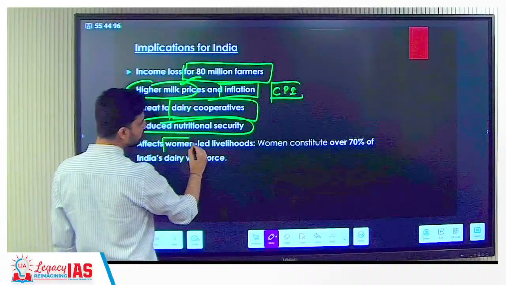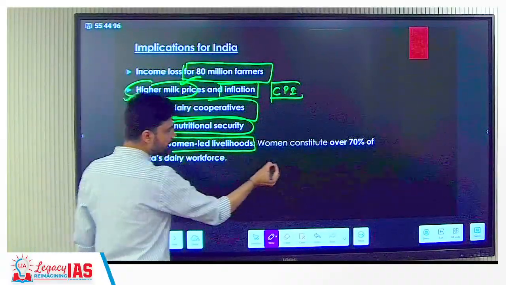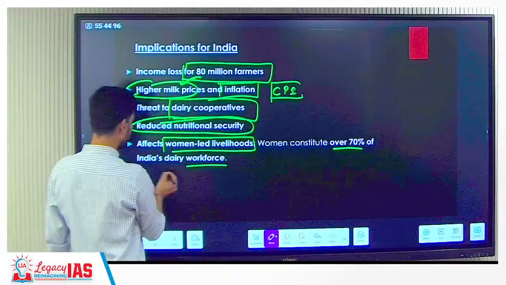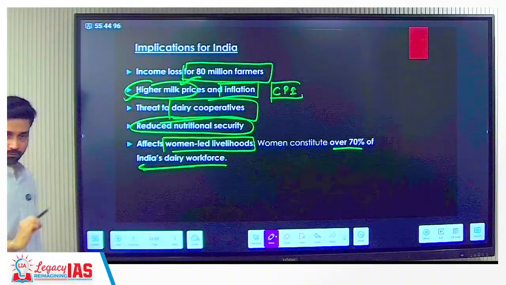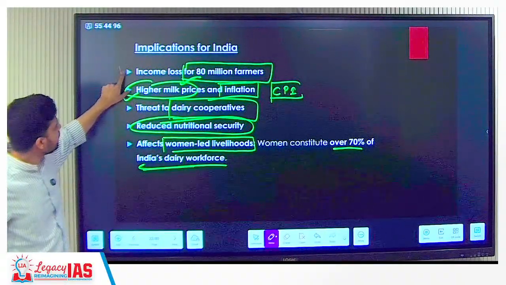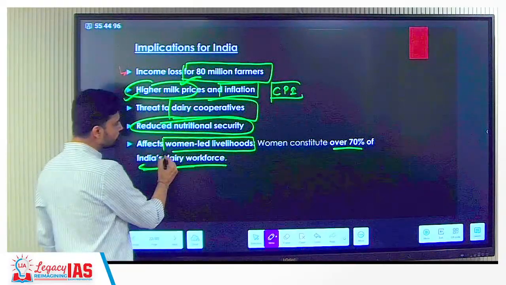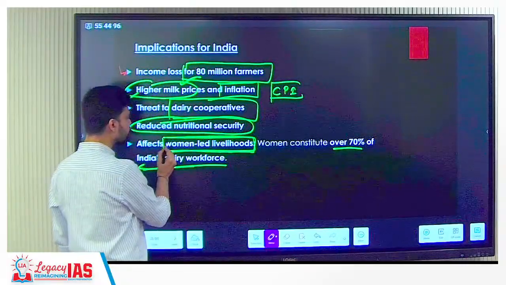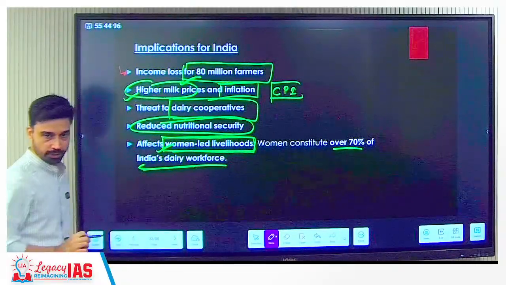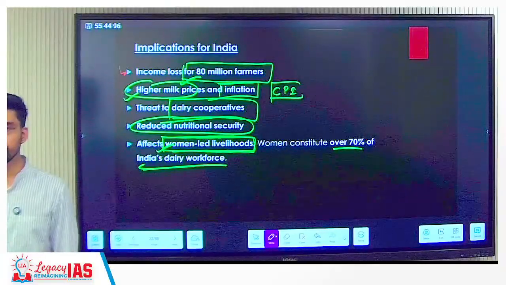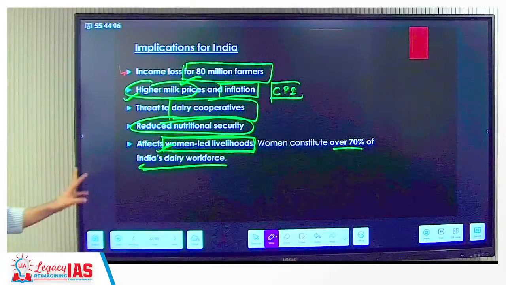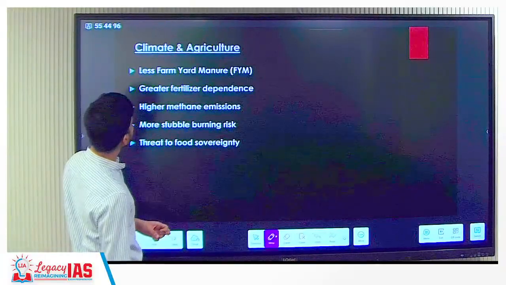And most importantly, in the rural areas, women constitute over 70% of India's dairy workforce. That means if income or jobs are lost, which gender is going to be adversely or disproportionately impacted? It is the women. So to some extent, the gender empowerment and gender equality that we talk about will also be compromised due to the declining milk yield.